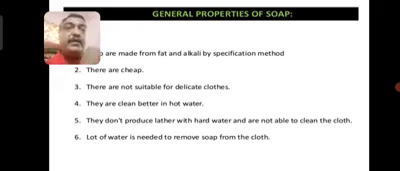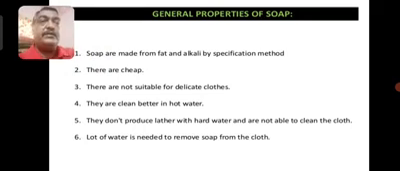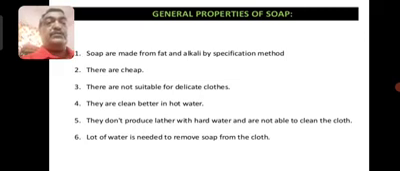Now keeping this in mind, I want to move on to the other aspect, that is the general properties of soap. Soaps are made up from fat and alkali by saponification. This is one of the important points. Soaps are prepared by saponification of fatty acids with an alkali, and these are very cheap compared to the other material. They are not suitable for delicate clothes.